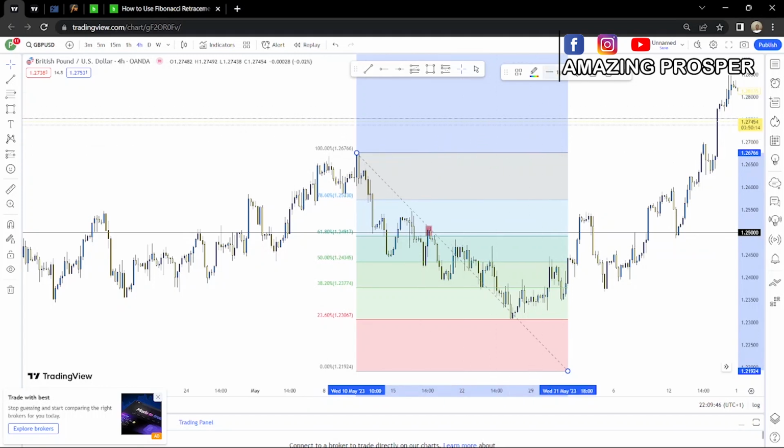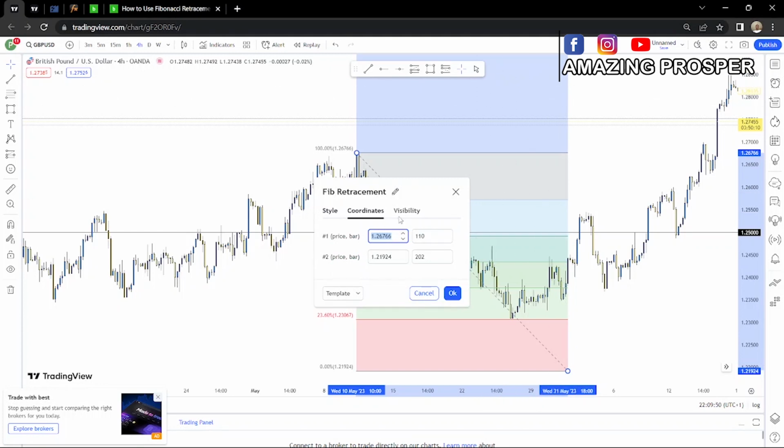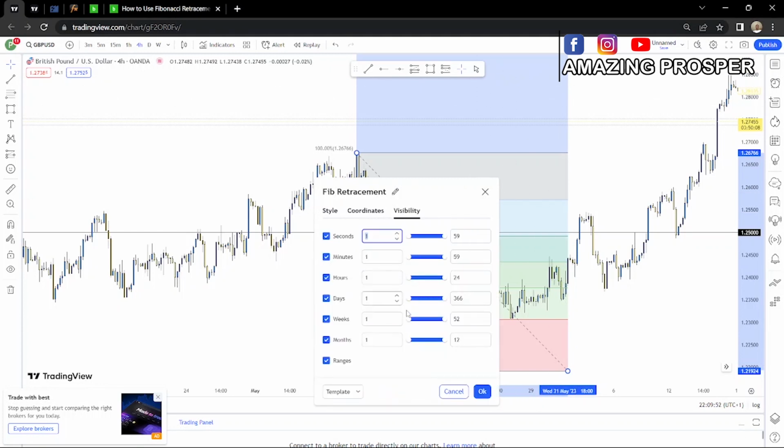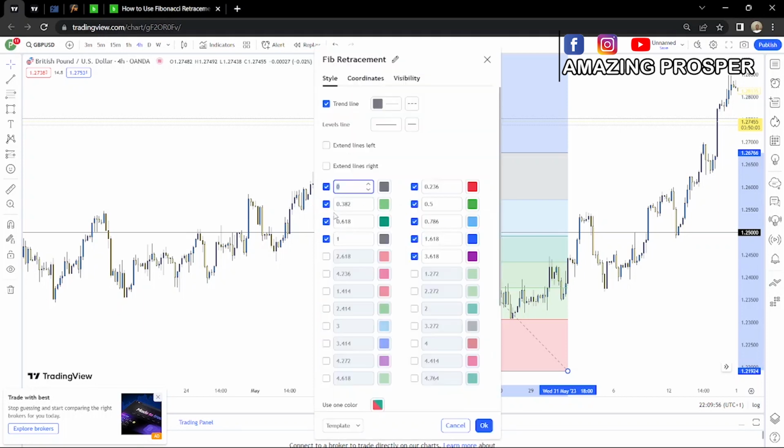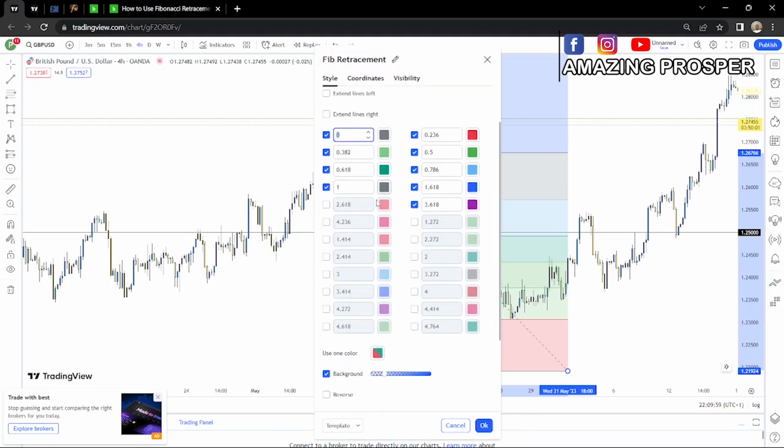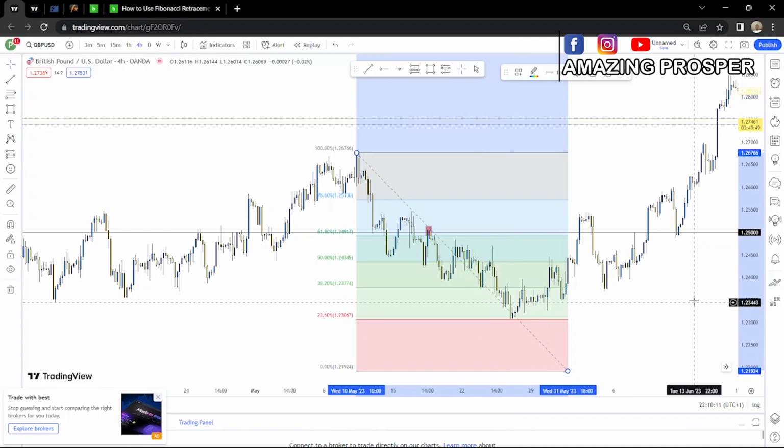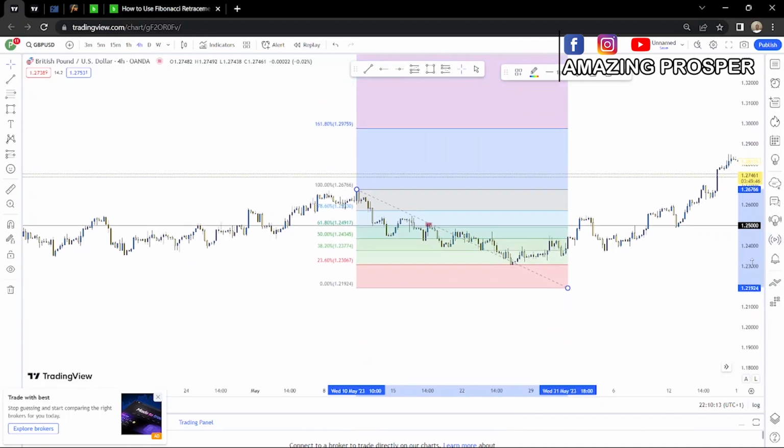If you want to edit yours, you can click here, then visibility, then you edit it the way you want it to look. This is the style. However you want to do it, you do yours. You can take a snapshot of how I did mine. It's pretty simple, but you can also leave it the way it is by default. It also works that way because it's the same thing. So pretty simple how to use it.